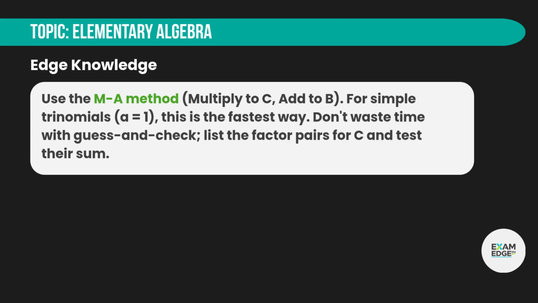Edge knowledge: use the "multiply to C, add to B" method. For simple trinomials where A equals 1, this is the fastest way. Don't waste time with guess and check. List the factor pairs for C and test their sum.